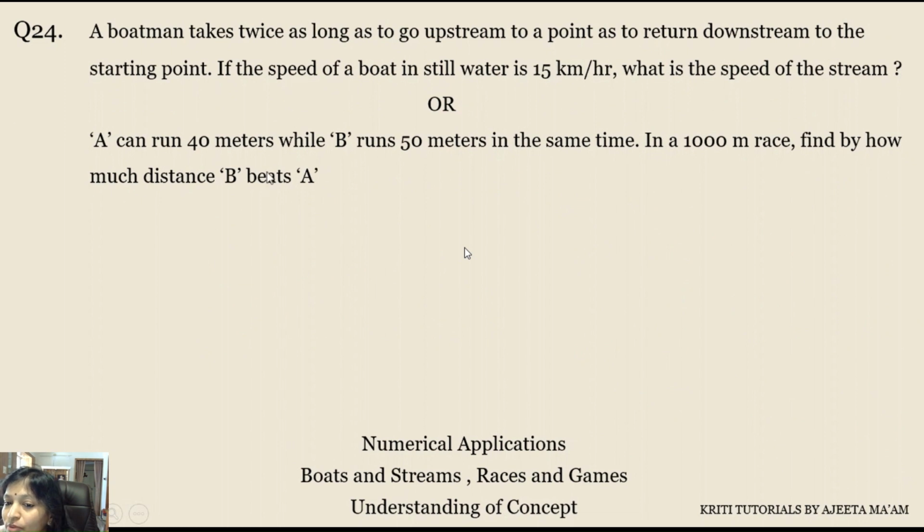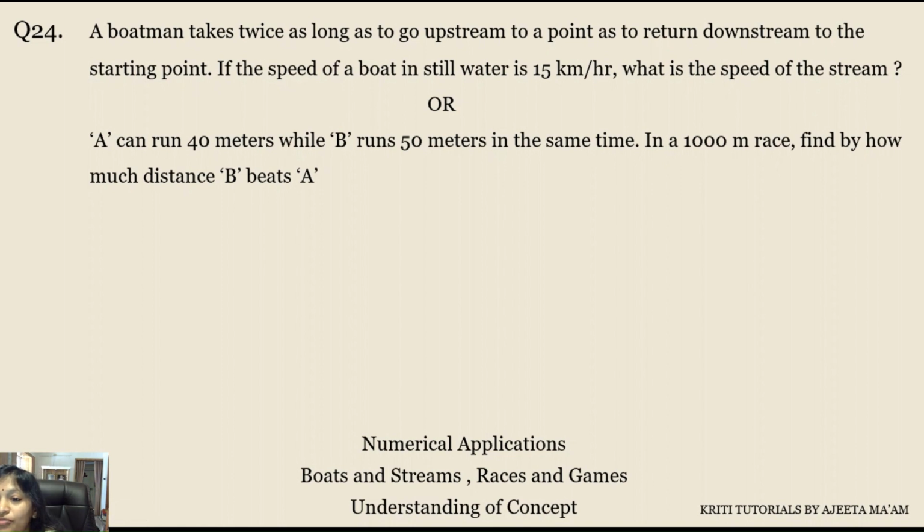Both the questions are from numerical applications, but different subtopics. The first one is from boats and streams, and the second question is from races and games. Let's take the first question, on boats and streams. A boatman takes twice as long to go upstream to a point as to return downstream to the starting point. The speed of the boat in still water is 15 km per hour. What is the speed of the stream? So we have to find the speed of the stream, right?